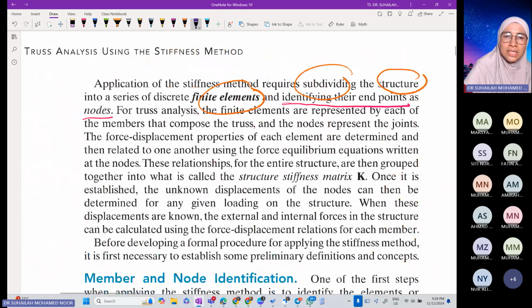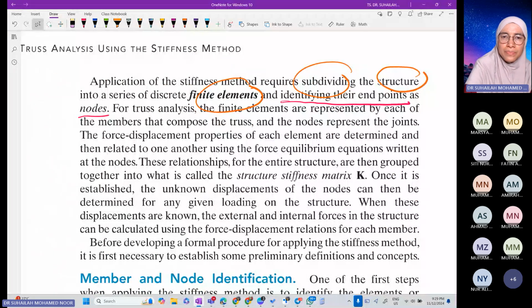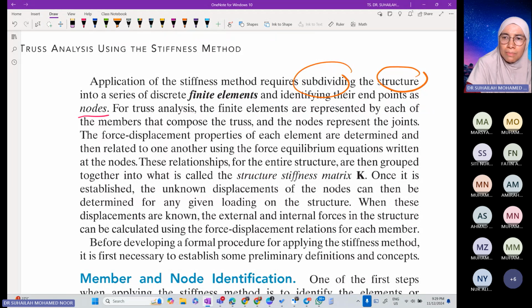Okay, so kat sini kita tengok lagi apa yang dia explain. For truss analysis, finite element are represented by each of member composed truss. Okay, member dia akan combination of member ni elemen ya, compose jadi truss.